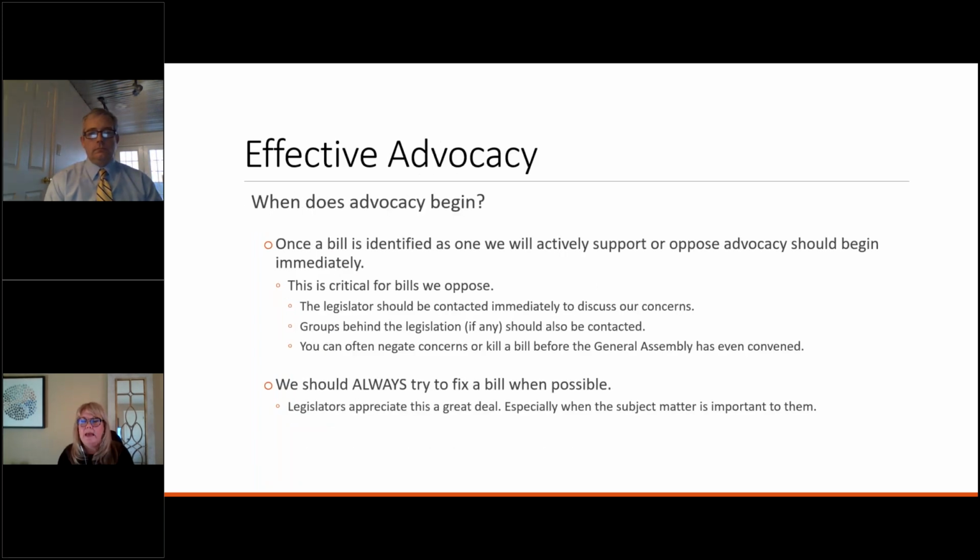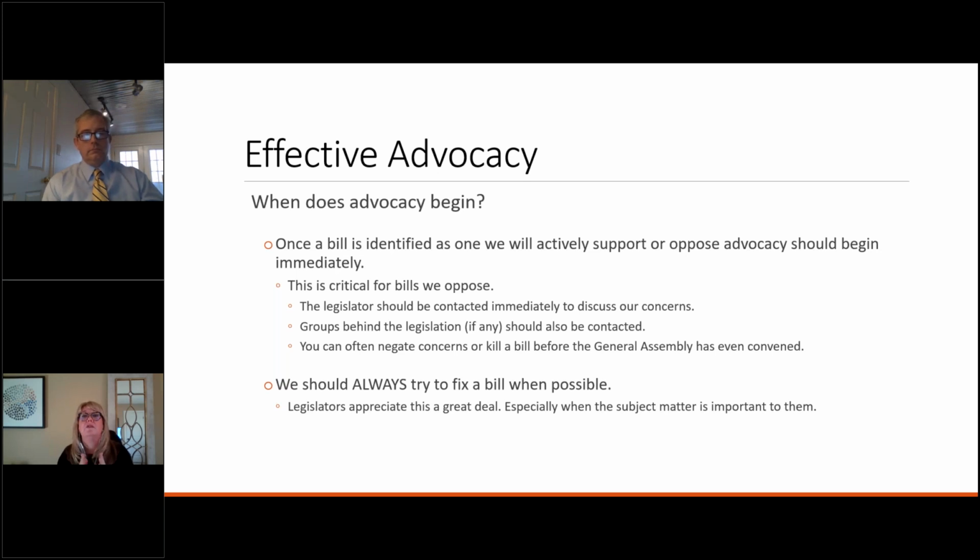So hand in hand with creating our political capital, because we have to create it, it's not just out there, we have to build it, is effective advocacy. So when does advocacy begin? It begins, like James talked about earlier, the second that we identify a piece of legislation that could affect us. We're going to decide which bucket it goes in: actively support, passively support, actively oppose, passively oppose, or monitor. So that begins.